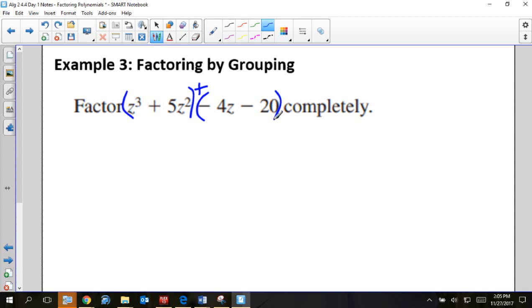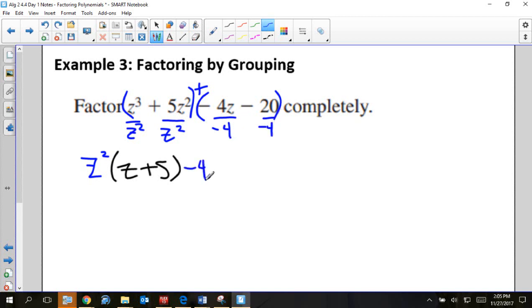So we look at z cubed plus 5z squared. What's the first step of factoring? Is there a GCF for that? Z squared. I'm going to factor that out, and I have left over z plus 5. Now the second parenthesis: first step of factoring is GCF. Is there a GCF there? It is a negative 4. So we have a negative 4 outside of z plus 5.